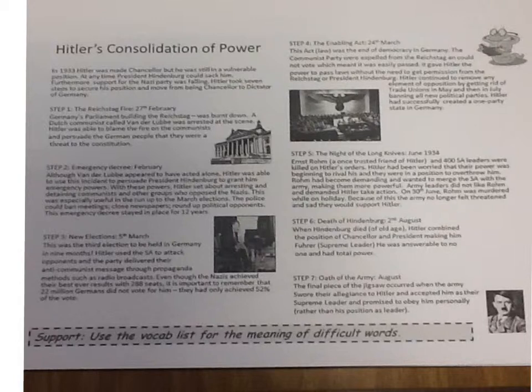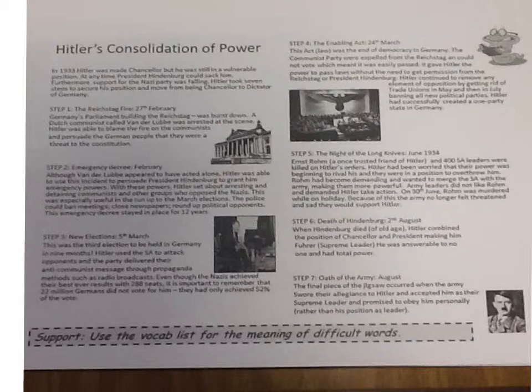Step 2, the emergency decree. Because of the Reichstag fire, Hitler was able to gain extra powers from the German parliament. Although van der Lubbe appeared to have acted alone, Hitler was able to use this incident to persuade President Hindenburg to grant him emergency powers.